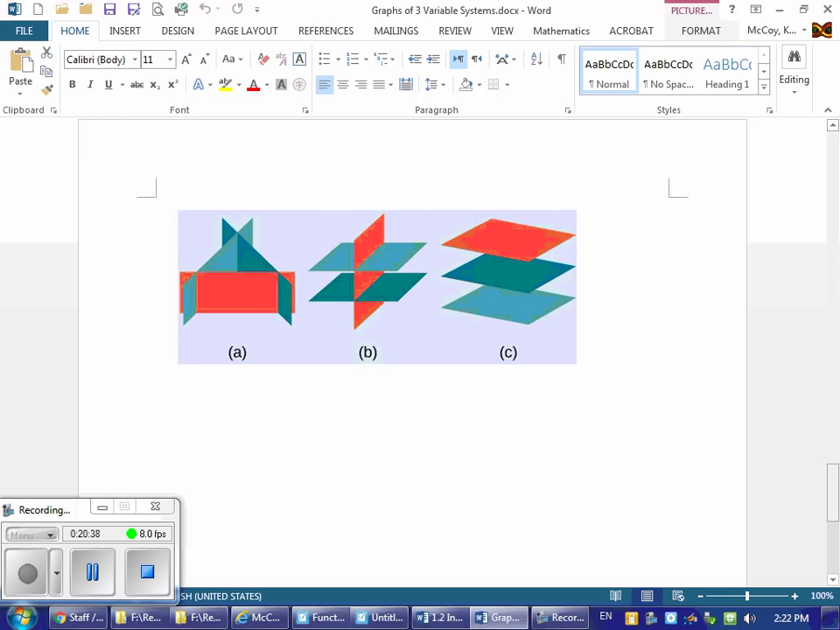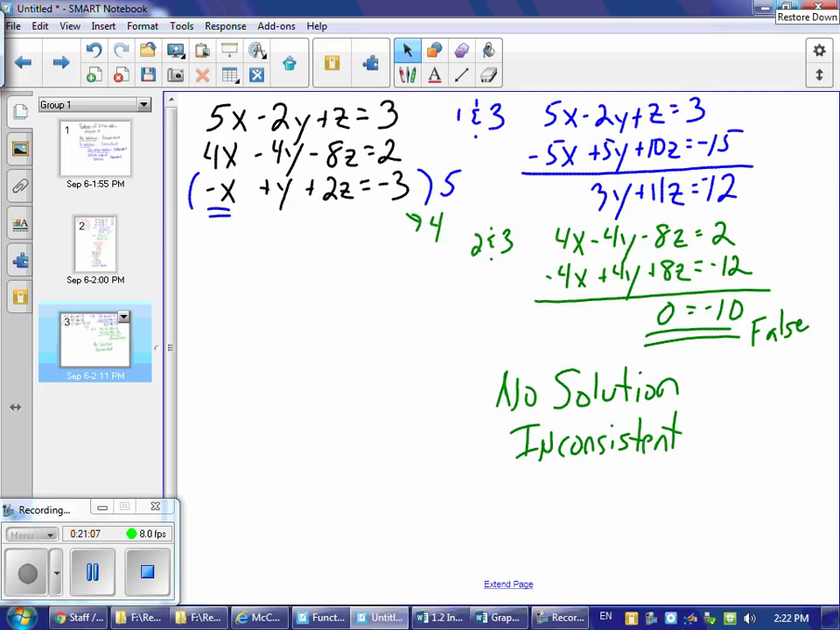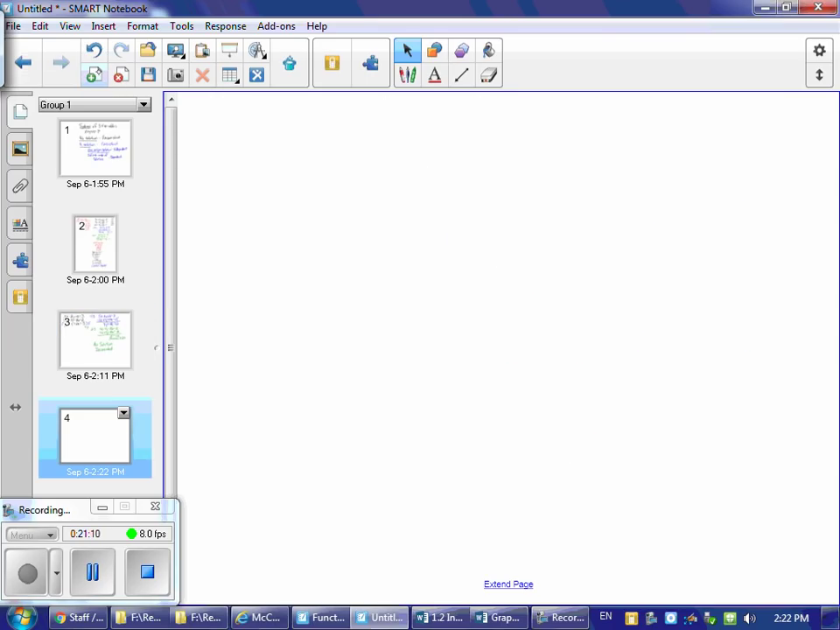And then in A, it looks like each pair of planes intersects the other one, forming that kind of triangular shape, but they never all touch one another. So the orange intersects the green and the purple at different places. The purple intersects the orange and the green at different places, and the green intersects the purple and the orange all at different places. So you can see that there are several different ways you could have no solution. And that's like the last example that we just did. All right, another example.